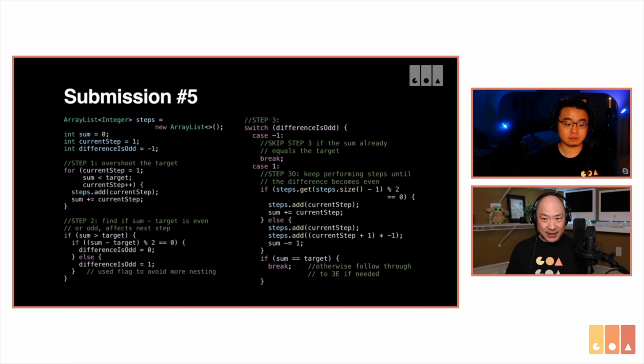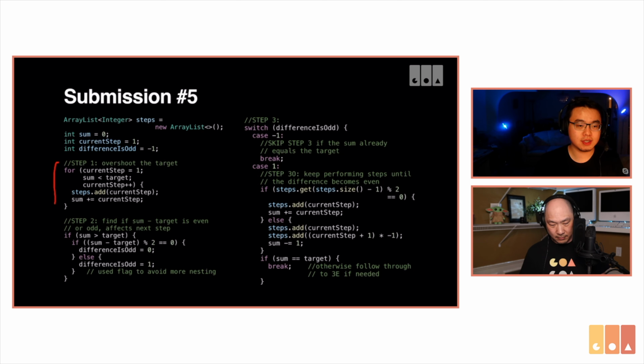Okay, let's look at this submission. This one was submitted by Arthur. For this one, it starts off pretty regular. We actually start off with the for loop and we overshoot it by 1. And after we finish the for loop, we do a quick check to see if we're over the target. And then here is where it kind of starts going off the rails a little bit.